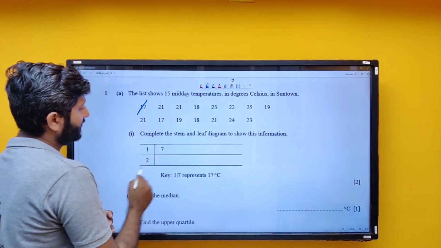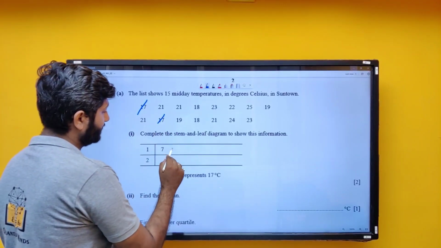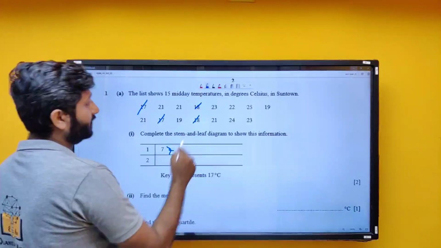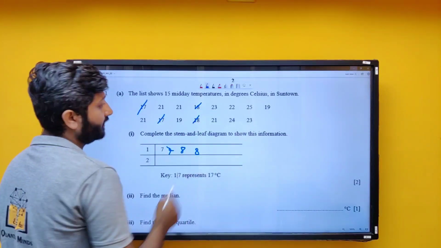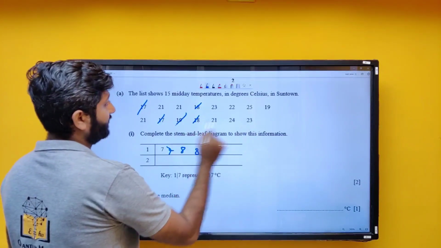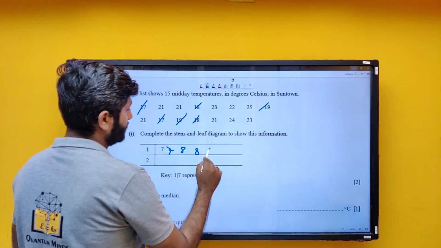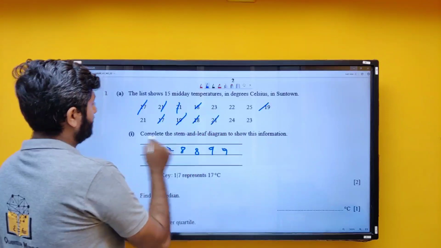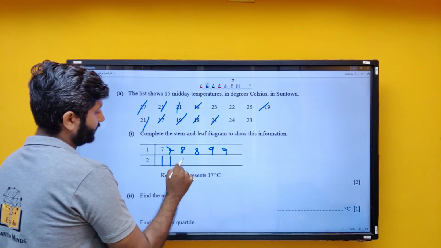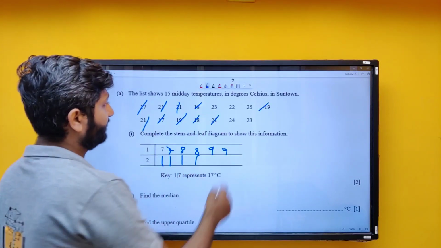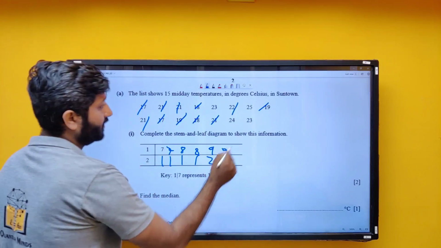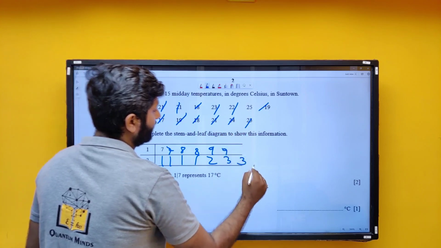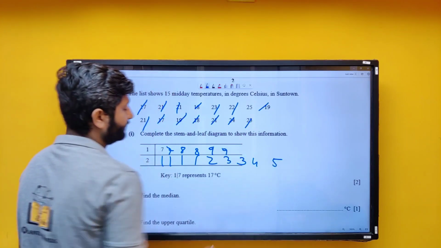Okay, so we have 17. I'll write one more 7. Then I think we have 18 twice, so 8, 8. Then we have 19, also twice, so 9, 9. Then I think we have 4 times 21. Then we have 22 once. 23 is also twice. 24 is once, and then 25.